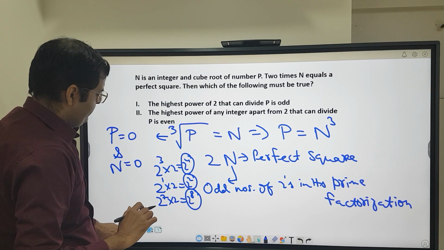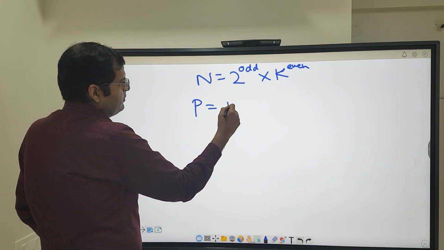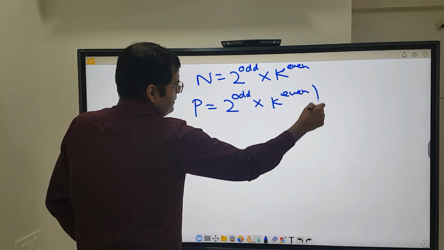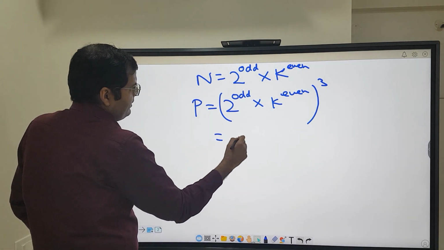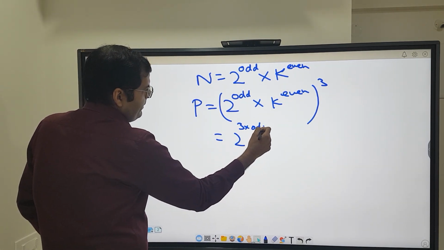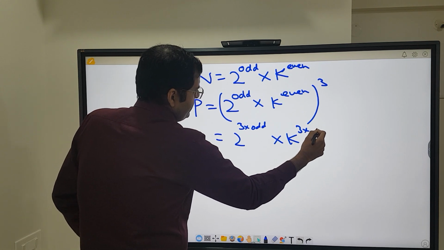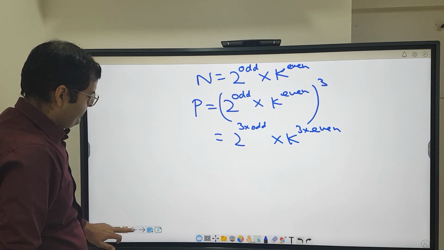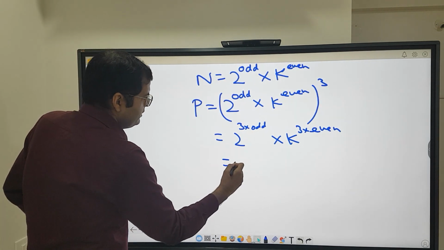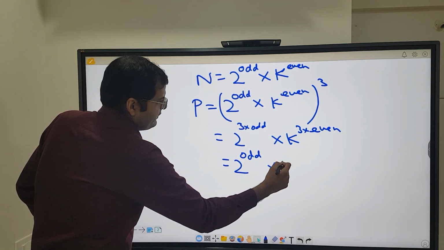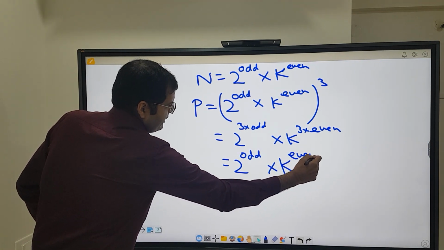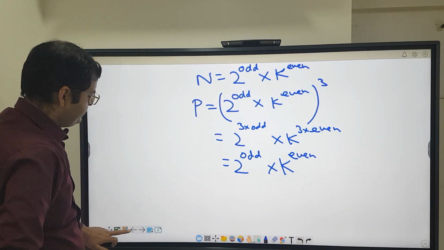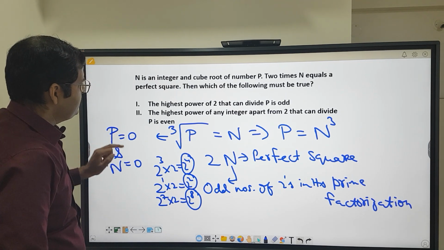And what is p? p is n cubed. So n cubed is 2 raised to power odd into k raised to power even, all raised to power 3. So that will become 2 raised to power 3 into some odd number, multiplied by k raised to power 3 into some even number. This is what I can get for p. And we know 3 into odd is odd, so this is 2 raised to power odd. And 3 into even is even, so that is k raised to power even again. So p is also of the same form, 2 raised to odd into k raised to even. But it is also possible that p is 0 and n is 0.